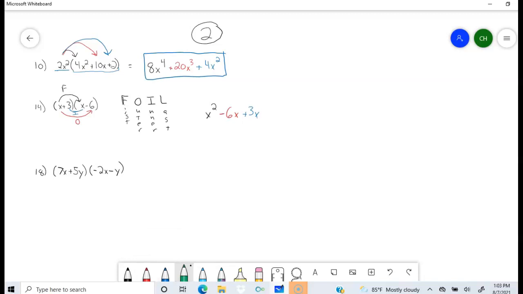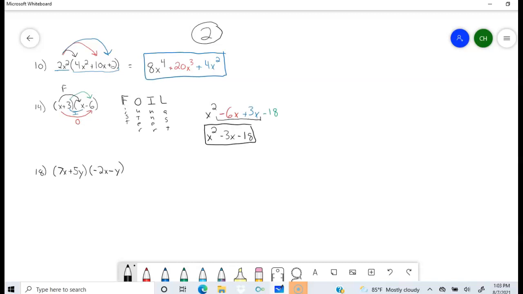And the last is 3 times negative 6, which is minus 18. Just combine these like terms, I get x squared minus 6x plus 3x is minus 3x, minus 18. Don't forget that last step, that these are like terms.